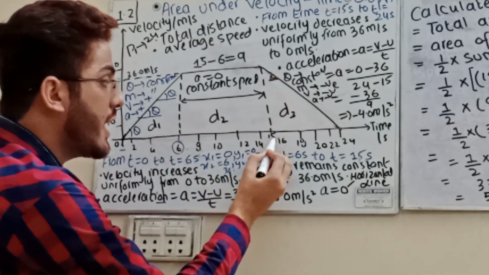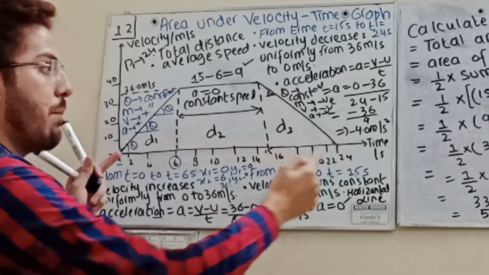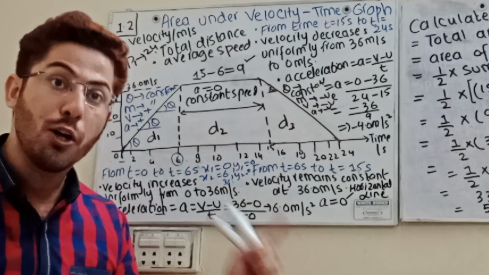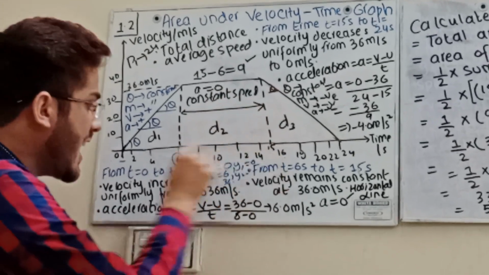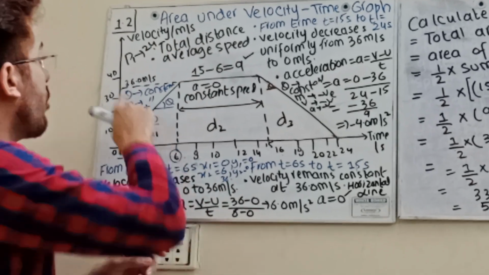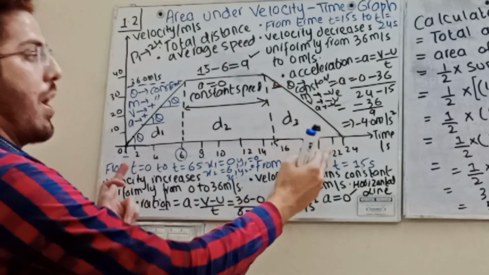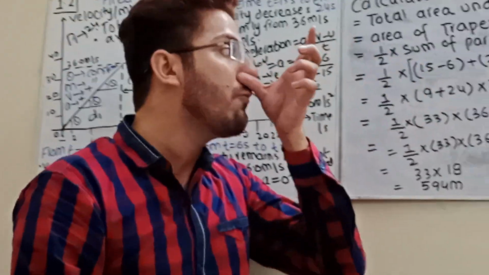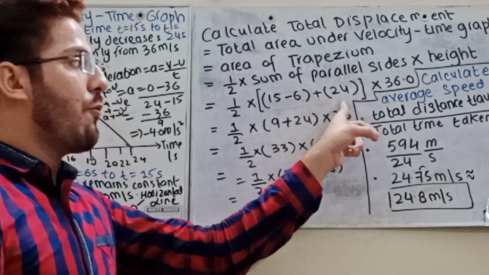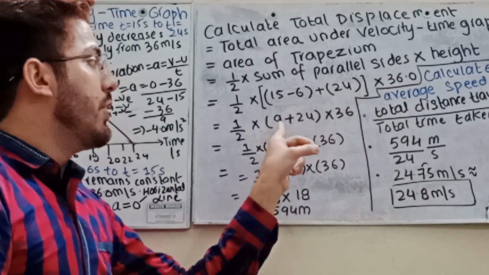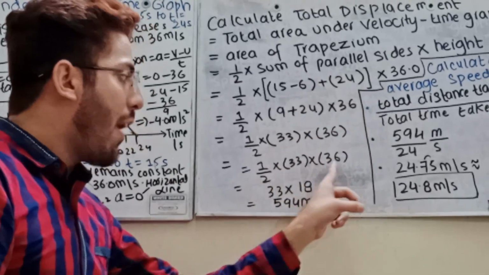Student, do remember 15 minus 6, you will get 9. Sum of parallel sides: the first length is the total length. The second length means you are going to find out this length. 15 minus 6, you will get 9. Then you are going to multiply with the height, which you have been given, 36. Half the sum of parallel sides. Here you are going to see how I have written each and everything for you, student. 15 minus 6 plus 24, definitely total length, and height. 9 plus 24 is 33. Then 36. Now you are going to divide, 18.